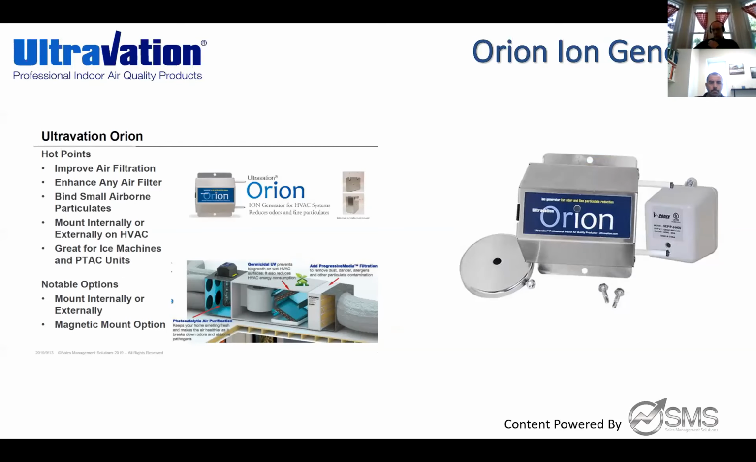Orion generator. This is a little project we spoke about very early on in the presentation, so I'll be real quick with this, but that basically electrically charges the particles before the air filter. This is kind of your whole house treatment. So you would mount this right before the filter, and that electrically charges the particles and allows those to be caught in the filter. And you can use that in PTAC units and ice machines as well. We'll go ahead and jump to the next.